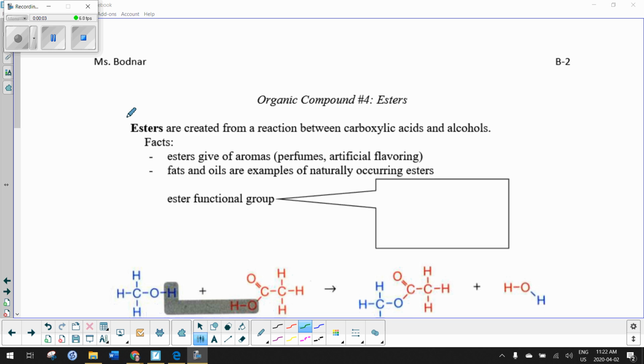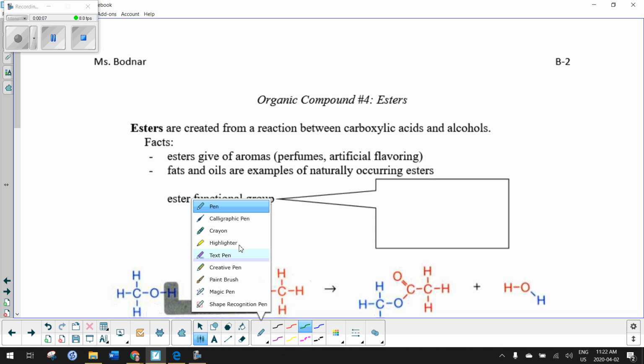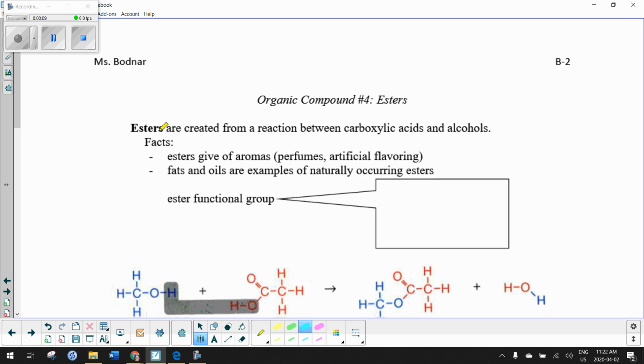Now for naming esters. Esters are actually created when you combine the two previous organic compounds, carboxylic acids and alcohols. When you take a certain carboxylic acid and a certain alcohol and react them together, it creates an ester. This is known as esterification.